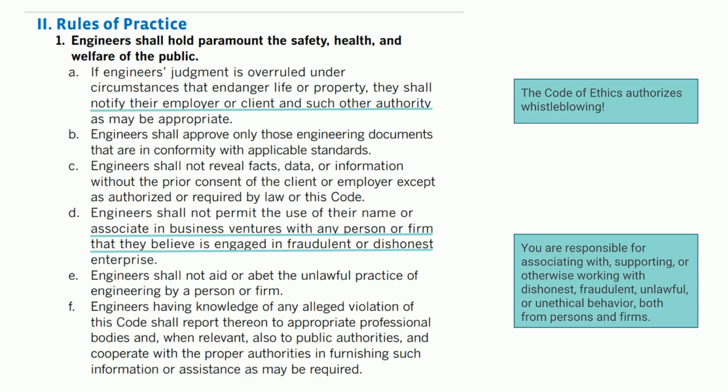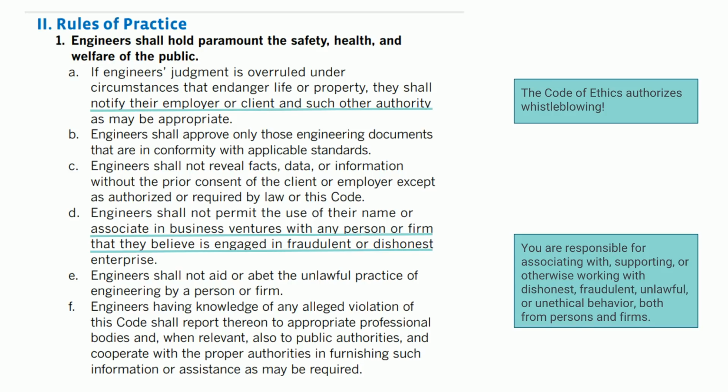Even if they didn't cheat, the appearance of cheating tarnishes the reputation of that engineer and maybe of engineering generally. And so the Code of Ethics over and over again emphasizes that it's for engineers not just to do the right thing, but to provide the appearance of doing the right thing. And this is the first example of this. You're not allowed to associate with people that you know are engaged in fraudulent or dishonest activity.